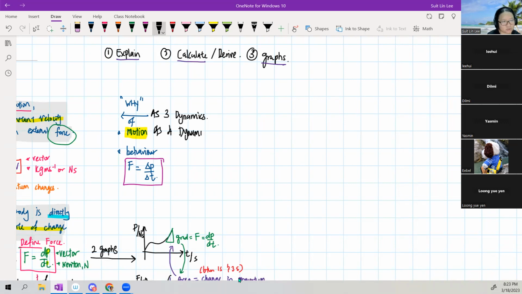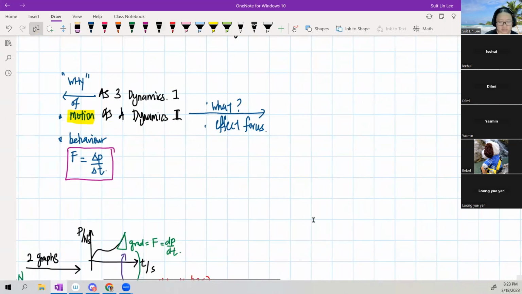So normally when I label them, I call this dynamics 1 and dynamics part 2. Okay, so dynamics part 2 is more on application, basically what are the effect of forces. So if you look at your IG textbook, sometimes will say forces and motion, and then there will be like forces and pressure, and then there may be like forces and acceleration, forces and energy. You can see it somewhat like that.